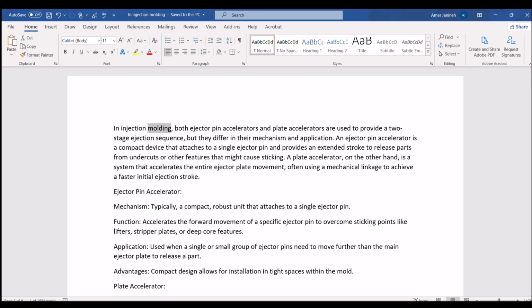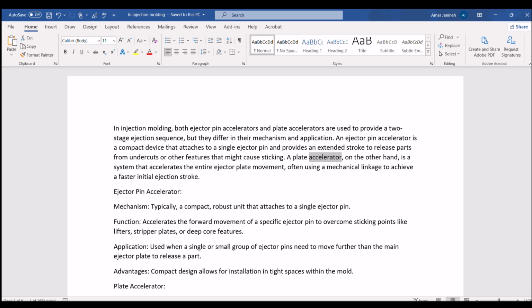In injection molding, both ejector pin accelerators and plate accelerators are used to provide a two-stage ejection sequence, but they differ in their mechanism and application. An ejector pin accelerator is a compact device that attaches to a single ejector pin and provides an extended stroke to release parts from undercuts or other features that might cause sticking.